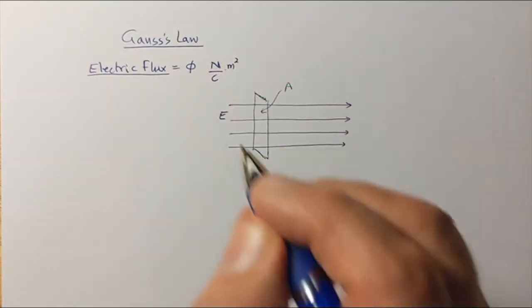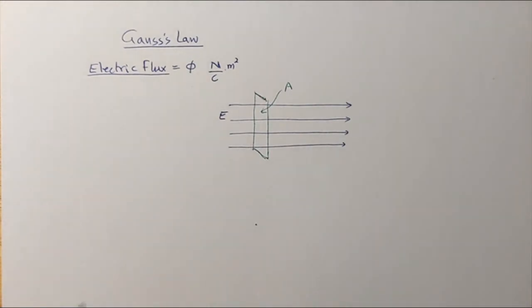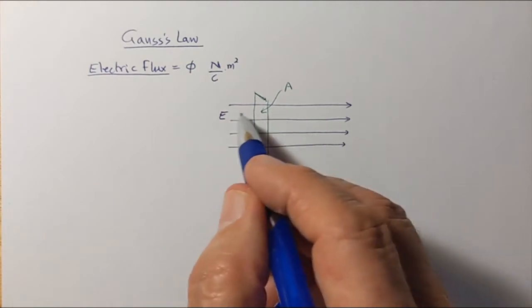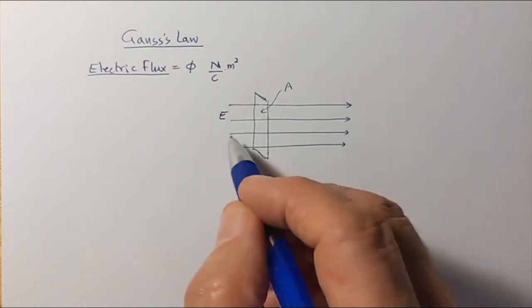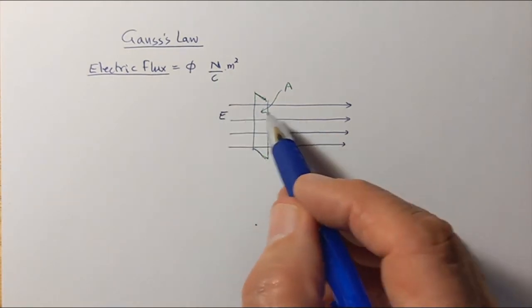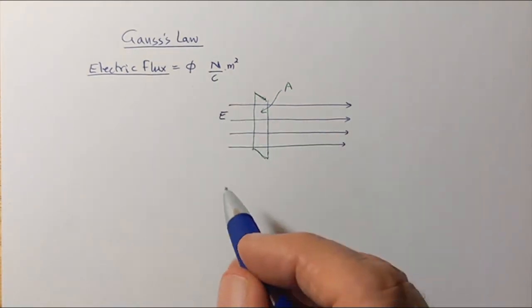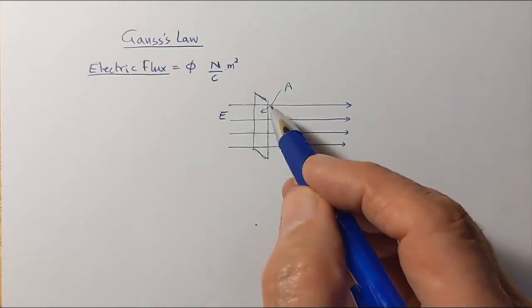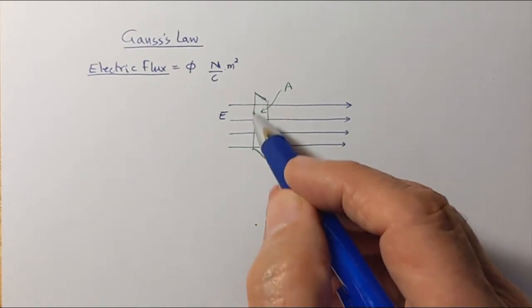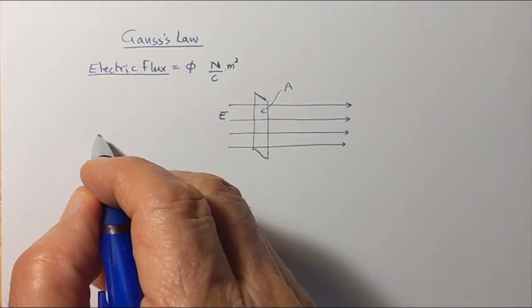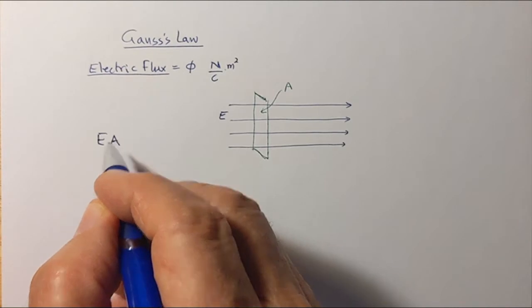and the area is A, and the strength of the electric field is E. Now, if we say that a given electric field corresponds to a certain number of lines of electric field, then the stronger the electric field, the more lines there are. So if there's a certain electric field that has a certain number of lines, then how many lines will pass through an area A? And that will be given by E times A.